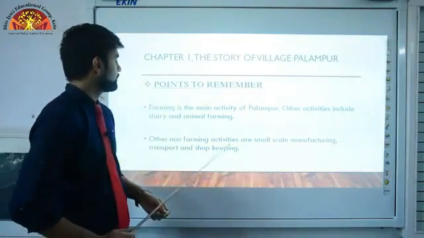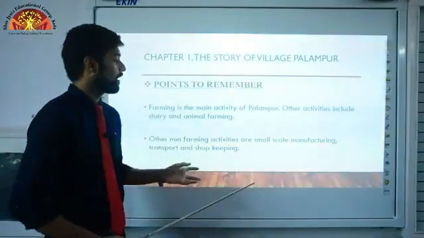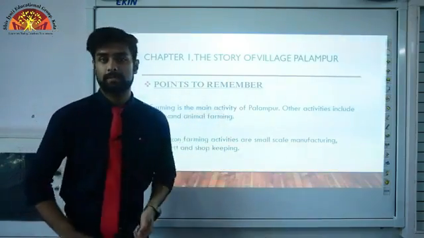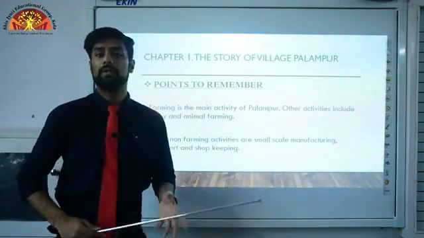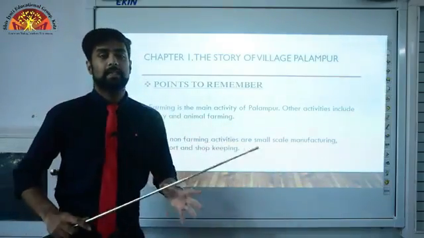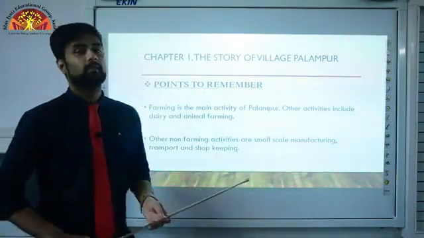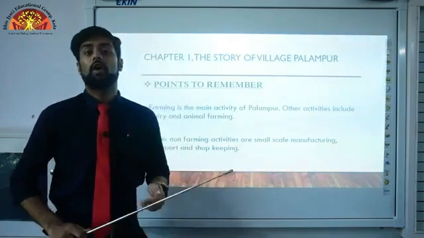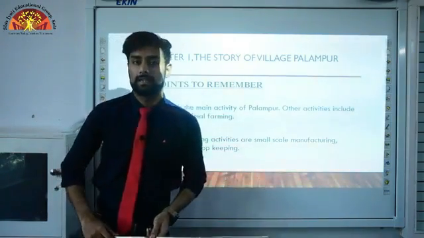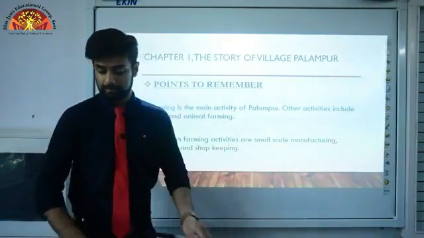Other activities include dairy and animal farming. They also have dairy and animal farming, means they rear animals for dairy products and other animal products which are obtained from animals such as wool, meat and skin. Then other non-farming activities, means there are some activities which are not related to farming. They are small scale manufacturing. What are small scale manufacturing? It means cottage industries, like some women, they sew at home, right? That is a small scale industry, cottage industries. Then we have transport and shopkeeping, okay?